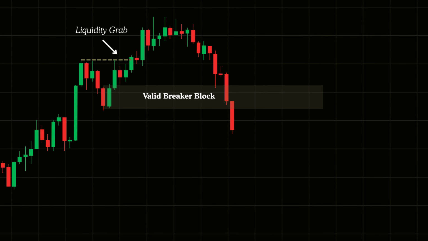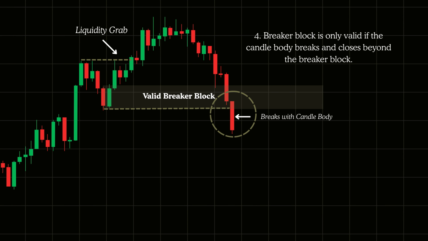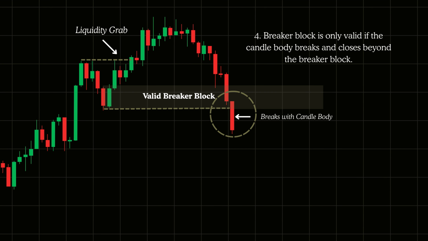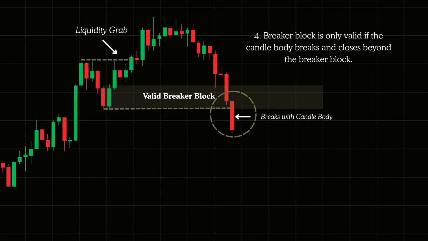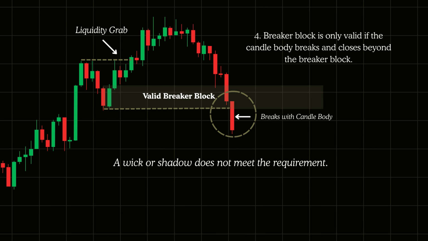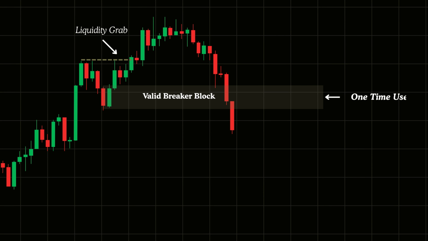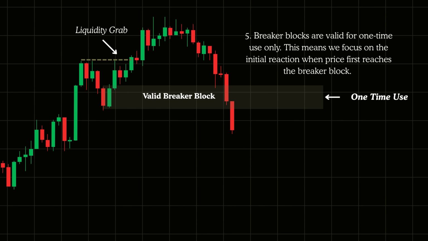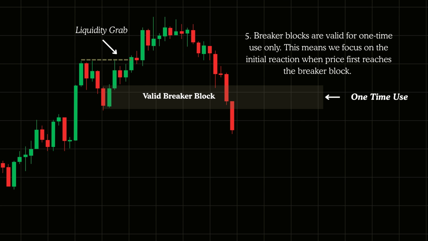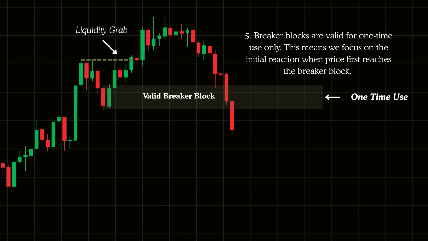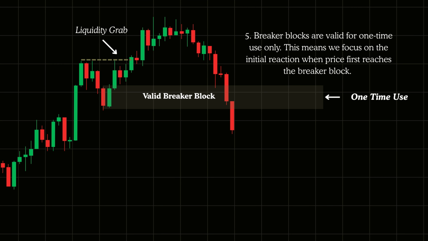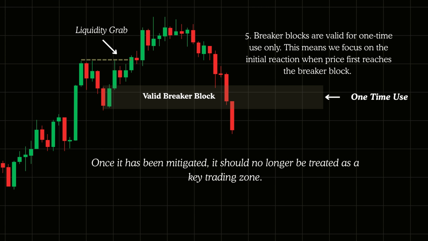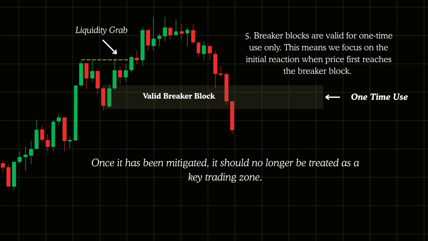The fourth rule explains that a breaker block is only valid if the candle body breaks and closes beyond the breaker block. Simply piercing the level with a wick or shadow does not meet the requirement. Rule number 5 states that breaker blocks are valid for one-time use only. This means we focus on the initial reaction when price first reaches the breaker block. Once it has been mitigated, it should no longer be treated as a key trading zone.